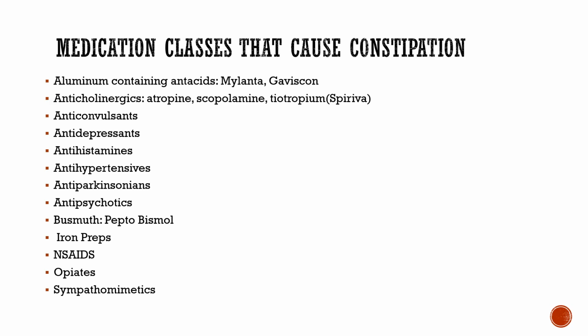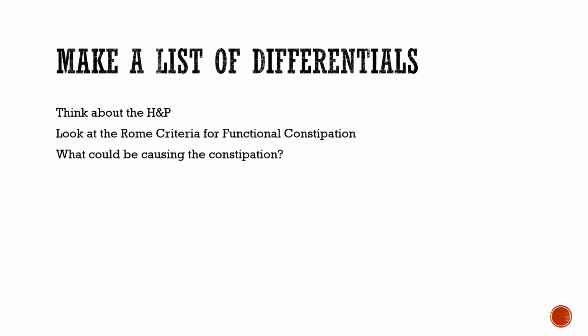Once you have completed the history and physical, make a list of possible differential diagnoses for this patient. What is causing the constipation? Look at the Rome criteria for functional constipation and see if that matches what you have found in your history and physical. And there is a terrific diagnostic reasoning algorithm for constipation in this chapter that I think would be worth your while to look at.